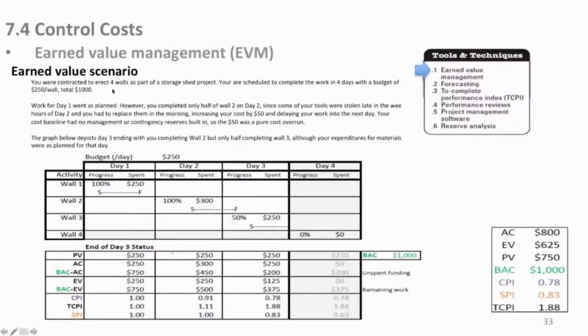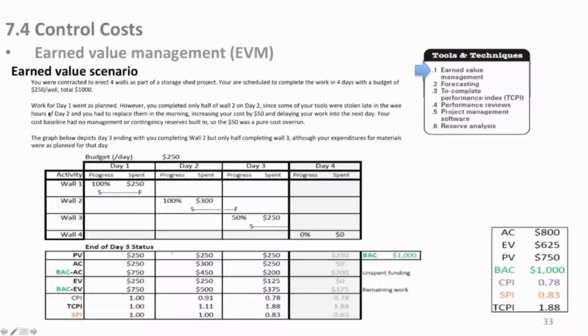So you're contracted to erect 4 walls as part of a storage shed. You're scheduled to complete the work in 4 days, and you have a budget of $250 a wall, or a total budget of $1,000. And here we have day 1, 2, 3, and 4. And by the way, we're at the end of day 3 in this scenario.